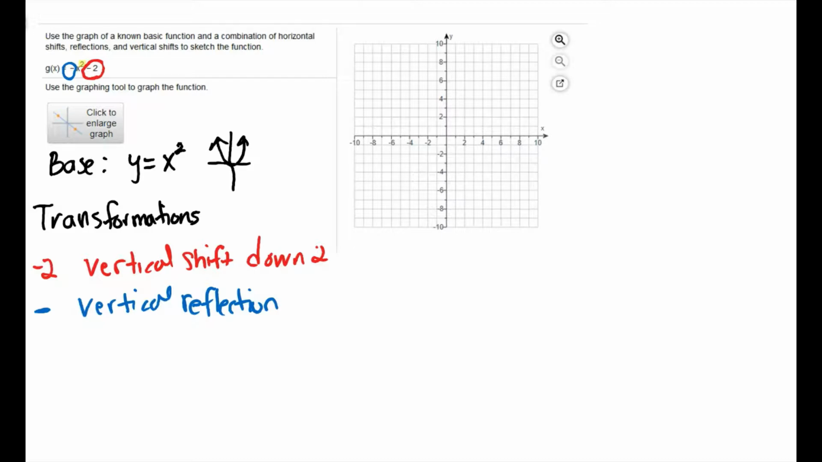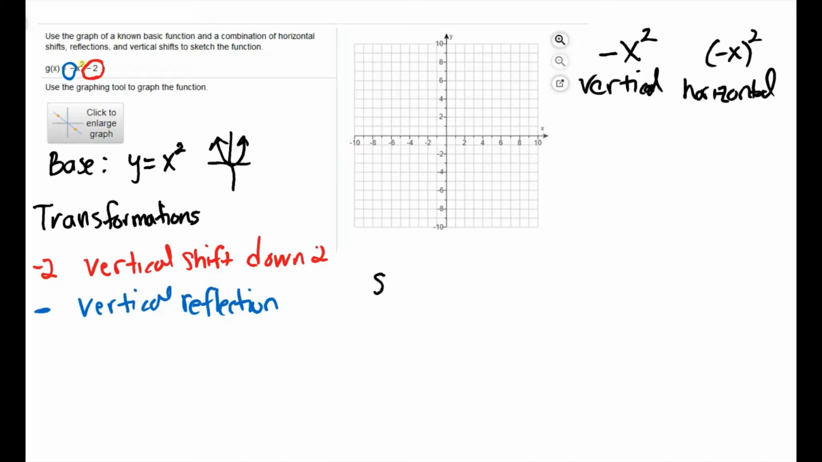So let me show you the difference. We have negative x squared, which is a vertical reflection. If you had negative x, then squared, like this, it would be horizontal. So this one is vertical, and this one is horizontal. So now we're going to graph this equation with this knowledge.